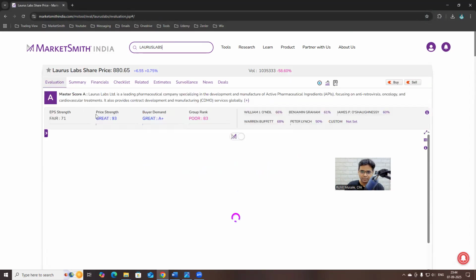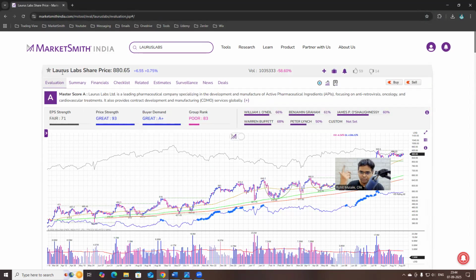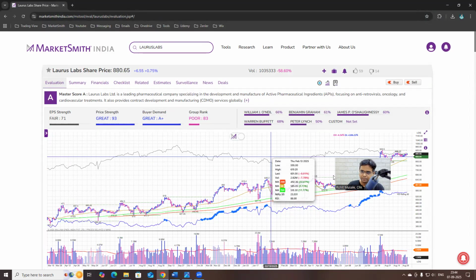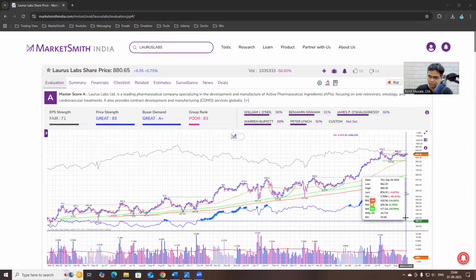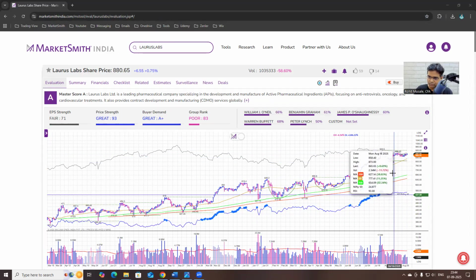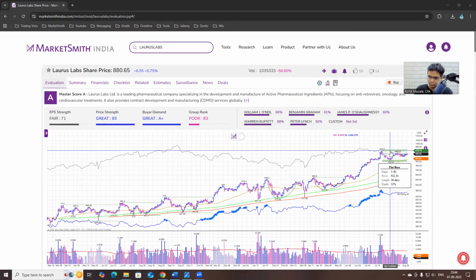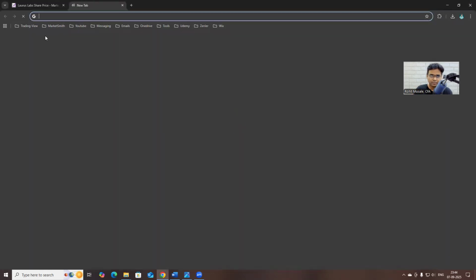So Loris Labs, let us look at this stock. I think in my previous video, I took this example. So here is a base. If I just hover the cursor over this base, you see it says flat base, stage 3, bracket 8, pivot, length, depth. So let's open Loris Labs on the daily time frame chart.